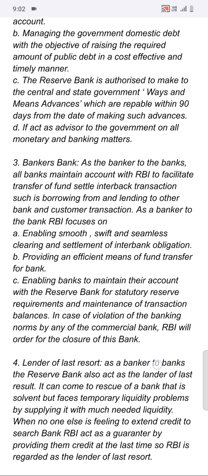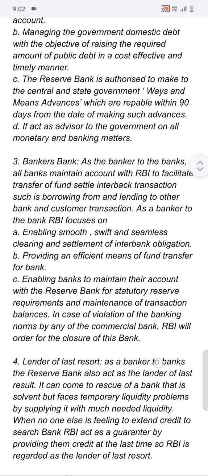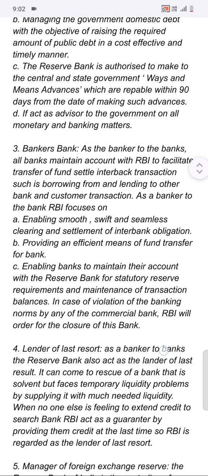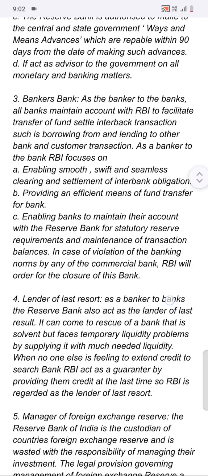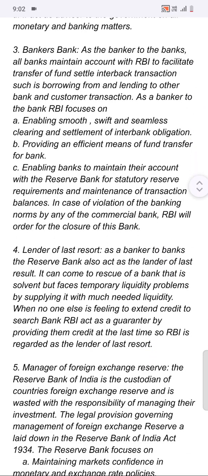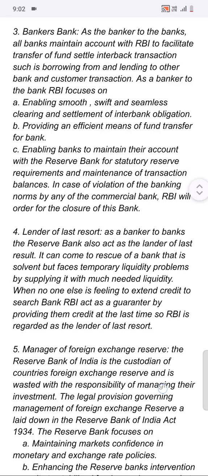In case of violation of banking norms by any of the commercial banks, RBI will order the closure of that bank. Number 4 is lender of last resort. As a banker to banks, the RBI also acts as a lender of last resort.